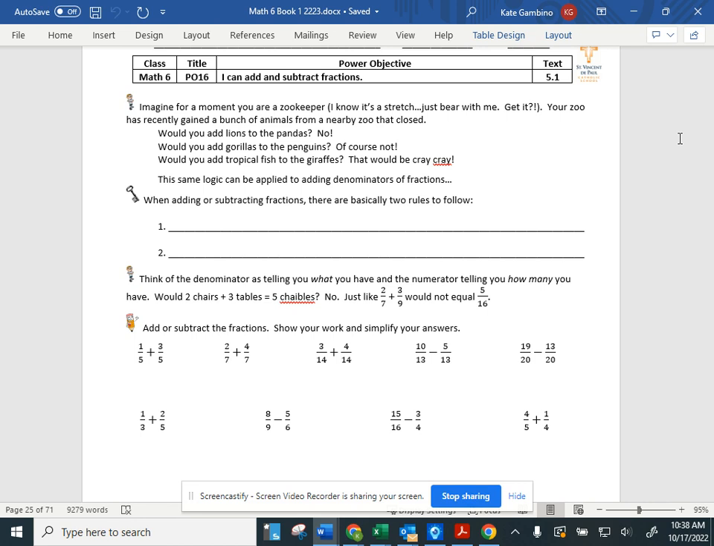All right, our first rule is denominators have to be the same. Denominators have to be the same. If they're not the same, you have to make them the same, either by simplifying or by finding that common multiple that you can multiply up to.